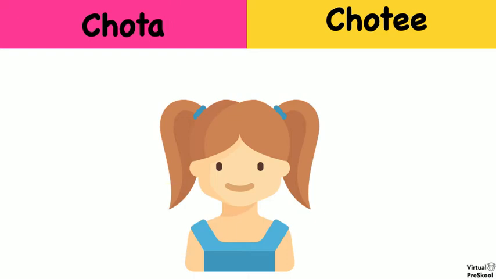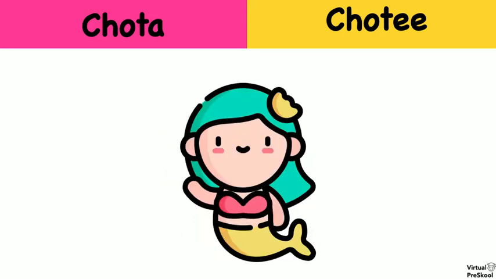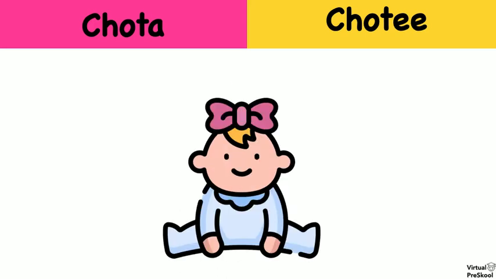Now, let's look at another adjective in Hindi. Chota and choti. Chota and choti means small or little. So this little girl would be chota or choti. Choti, right? And what about the mermaid? Again, choti, right? And the little baby?